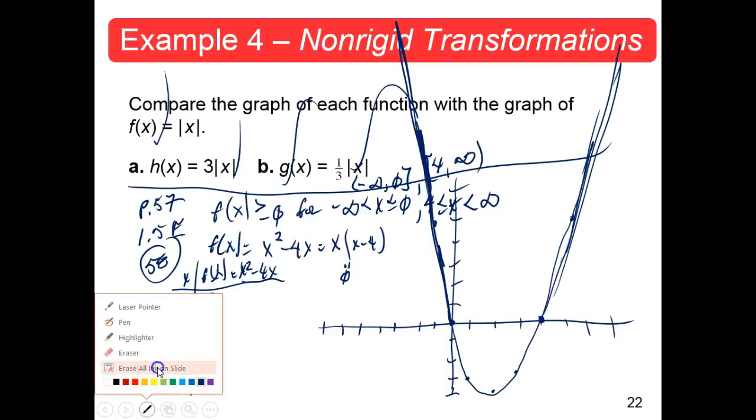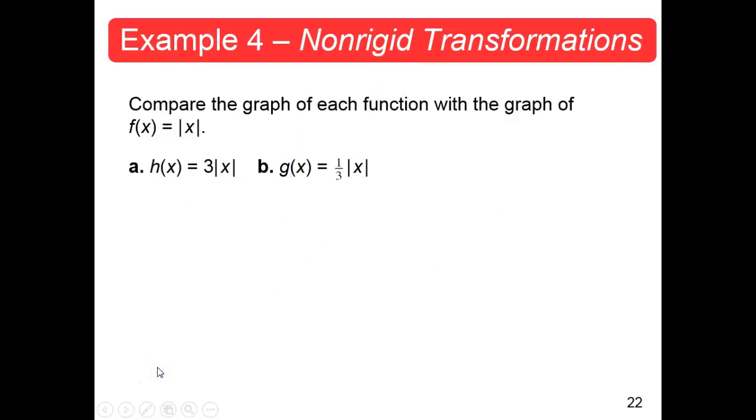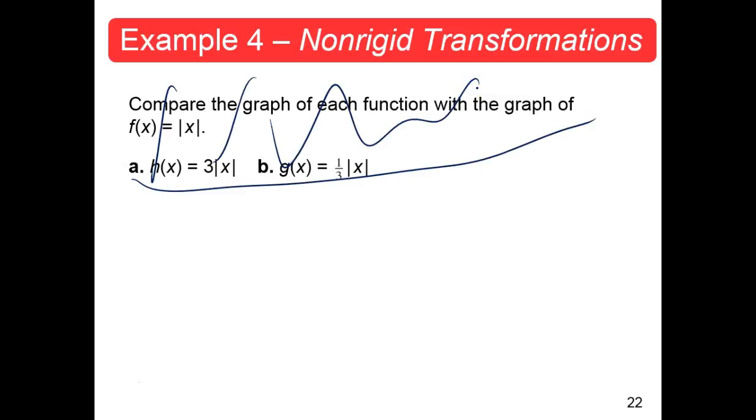And I'll erase all the ink on the slide. And again, pick up here. That has nothing to do with what we're doing here. This is page 48. This is 1.4 exercise and number 77. All right. Says here in these exercises, find the difference quotient and simplify your answer.